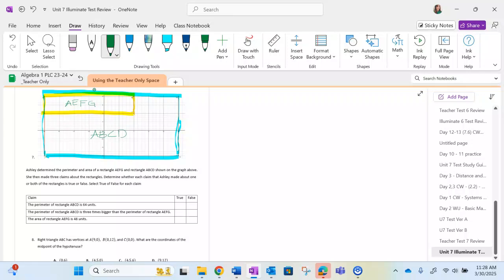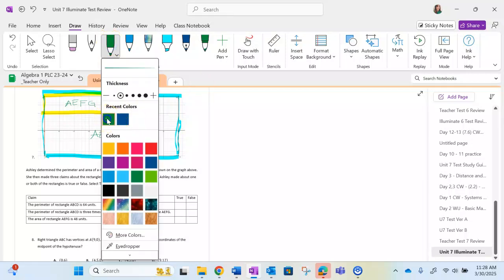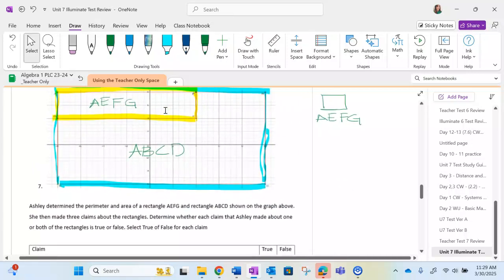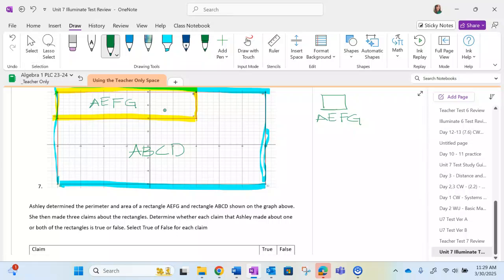All right, so we're talking about perimeter and area. So let's find those first. Okay, so let me get my color. We'll start with the small one, A, E, F, G. The good thing is they're vertical and horizontal. We can count. So I'm going to make them a little bigger so we can see better. Now, if we notice, each square is 2. 2, 4, 6, 8. So we have to count by 2s.